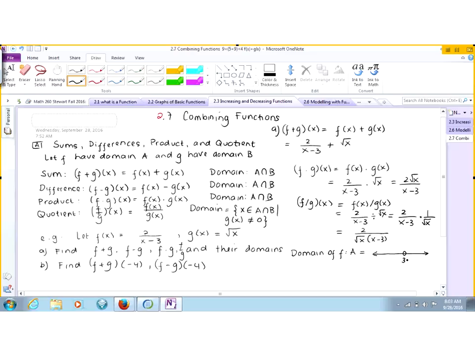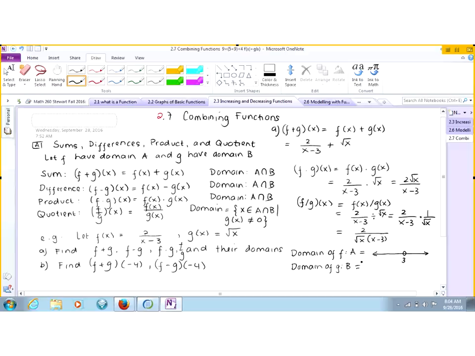Okay, so is this clear so far? So that's the domain of F, right? It's all real numbers except for 3. That's why we have an open circle at 3. Now, what about the domain of G, which we call B?